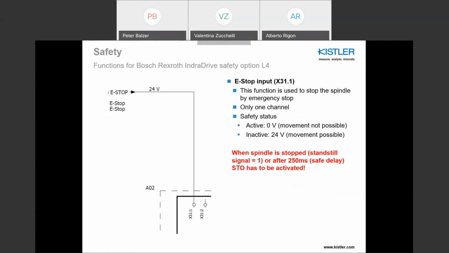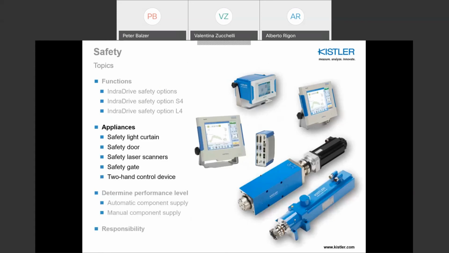So generally we say this STO function you should not use in combination with a light curtain because it's too dangerous, and also with a two-hand control device. But we are talking about this later when I show you how to determine the performance level. Okay, let's have a look at some typical appliances.